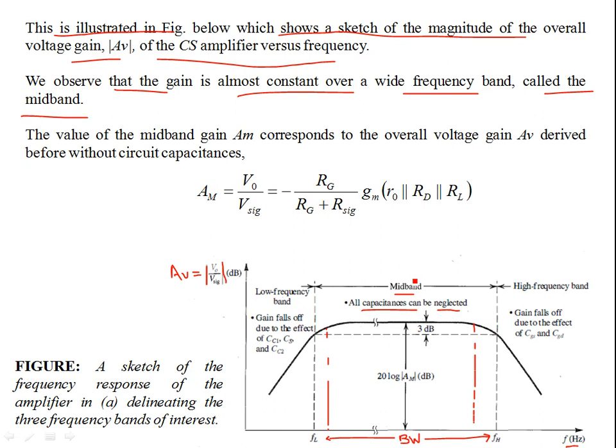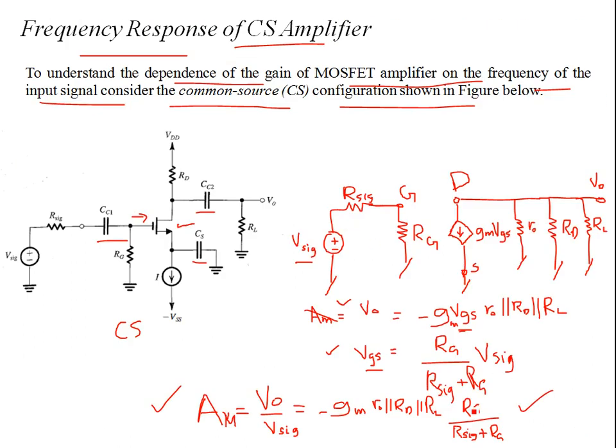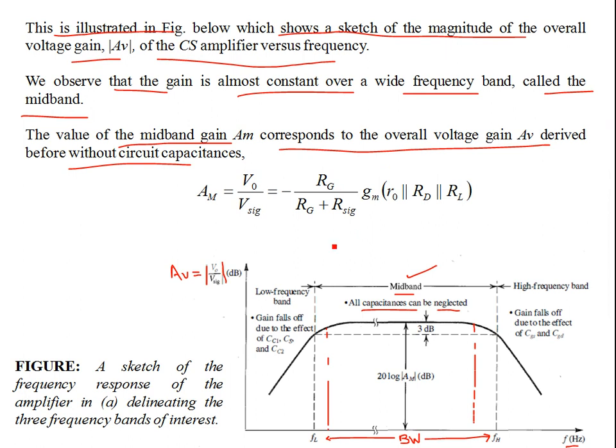This is called the midband. So the value of the midband gain corresponds to the overall voltage gain AV derived before without circuit capacitances. This is what we've derived over here, and this expression has no dependence on the frequency. It's just in terms of the circuit components and the transconductance gain of the MOSFET, GM.